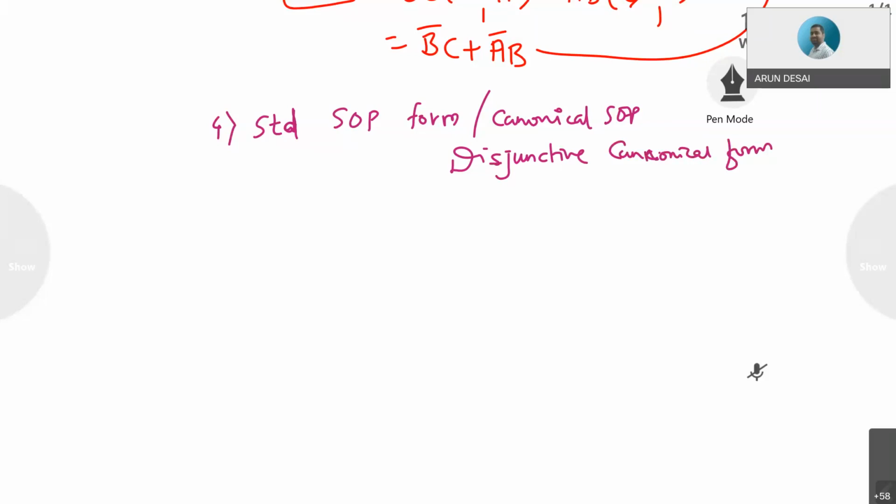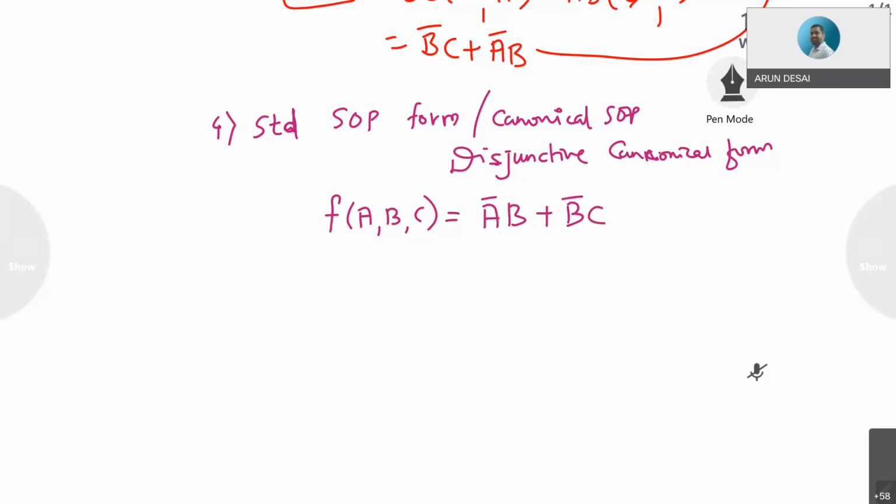आता ही नावं का सांगतोय तर त्या केसमध्ये तुम्हाला कुठल्याही वेगळी सम विचारलं जाऊ शकतं. Be that standard SOP form or canonical SOP or disjunctive canonical form, right? What is there in this case is C. This is our expression, right? A complement B plus B complement.